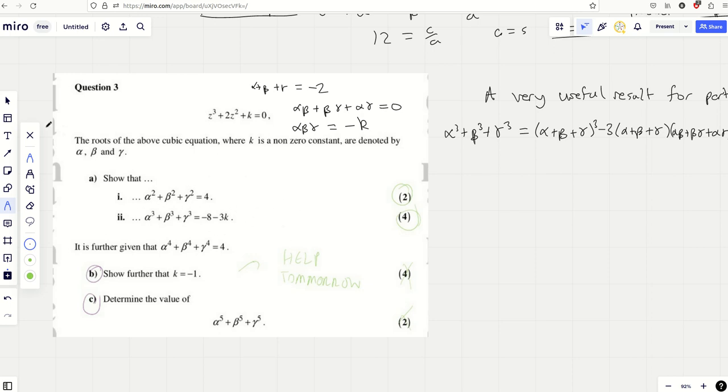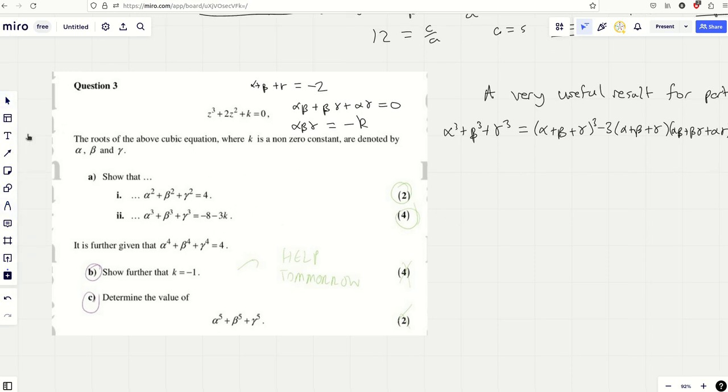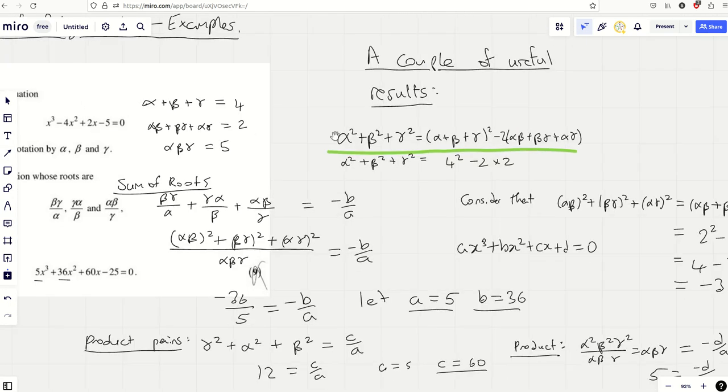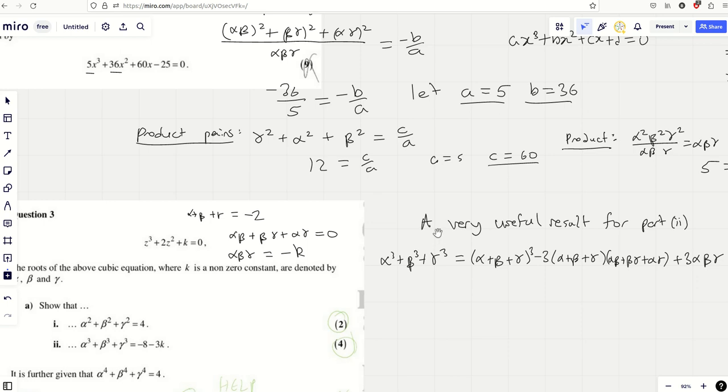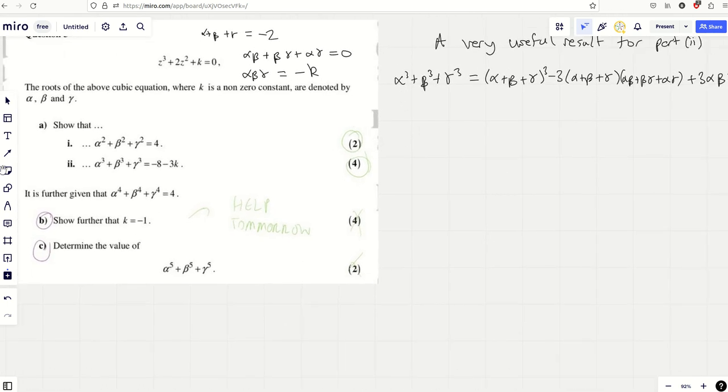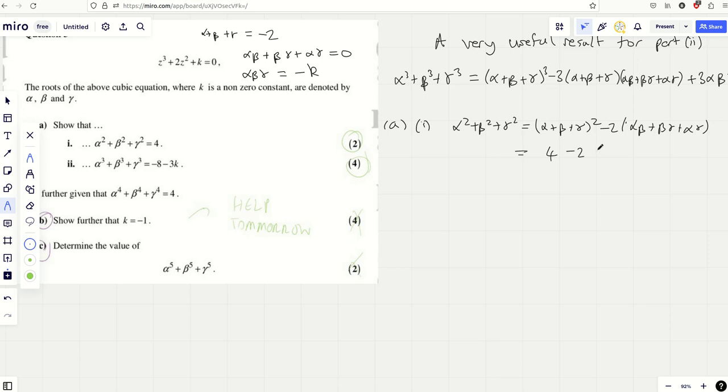Now we've got to show these two results are true. The first one's no problem because we're just going to use the formula that we were using before, that one underlined in green. So I'm just going to say like this for part 1. Alpha squared plus beta squared plus gamma squared equals alpha plus beta plus gamma all squared minus 2 times the product pairs, alpha beta plus beta gamma plus alpha gamma. And what does that come to? That comes to minus 2 all squared, which is 4, minus 2 times 0, and so it equals 4 as required.